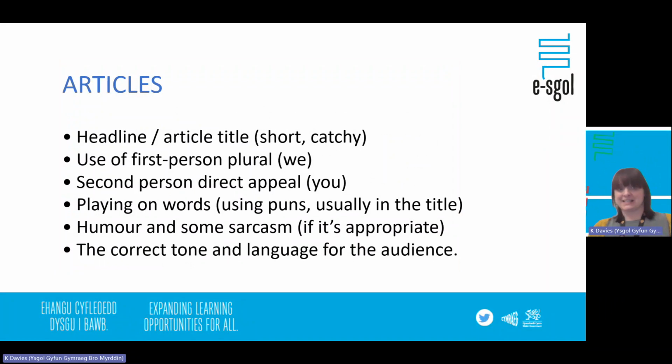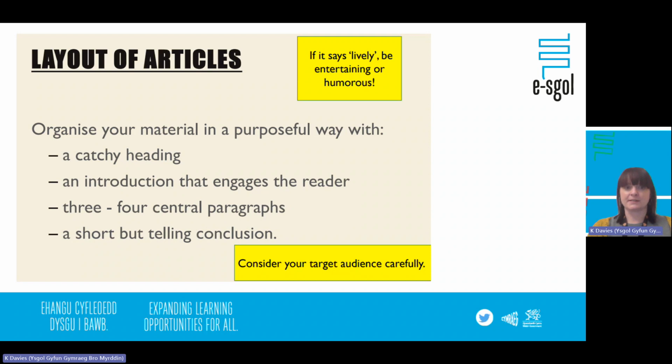When it comes to articles then, if we move quickly on, we are thinking of making sure we include a headline, or an article title, which should be short and quite catchy, that we make use of the first person plural, so we, the second person direct appeal of you, and that we use play on words, so using puns, usually in the title, that we would potentially use some humour and some sarcasm, obviously if it's appropriate, task dependent, and the correct tone and language for the audience.